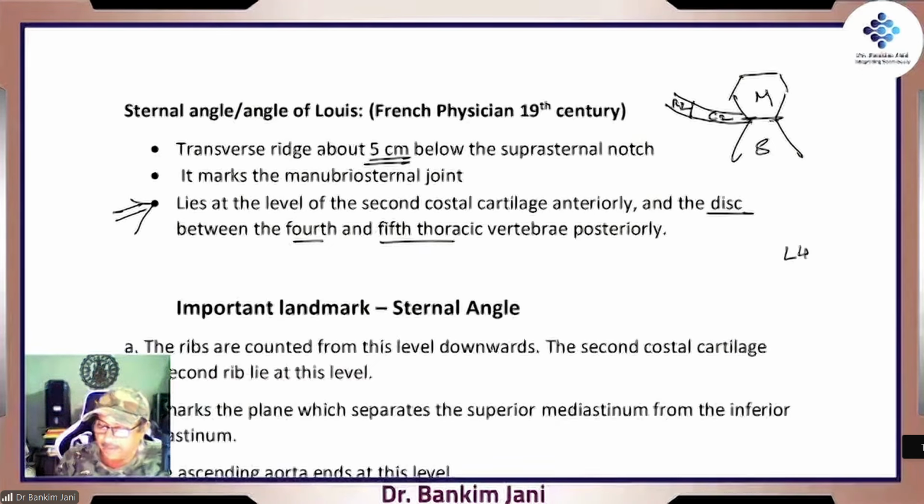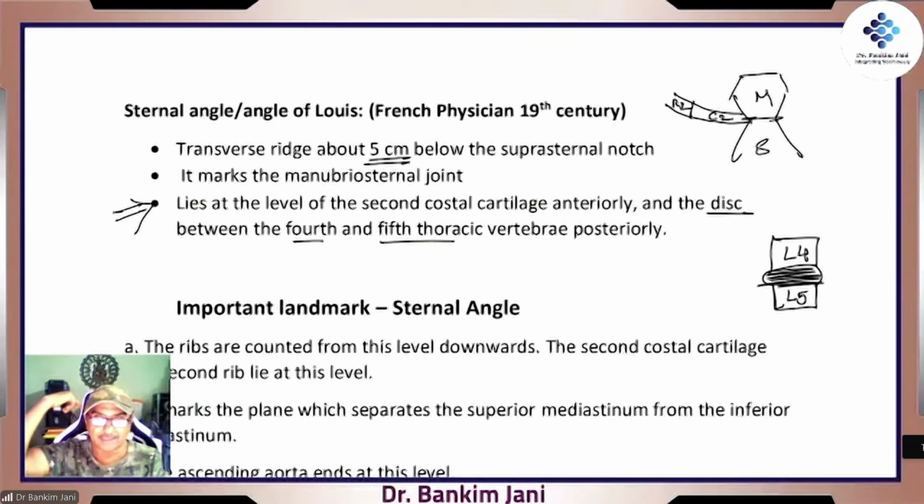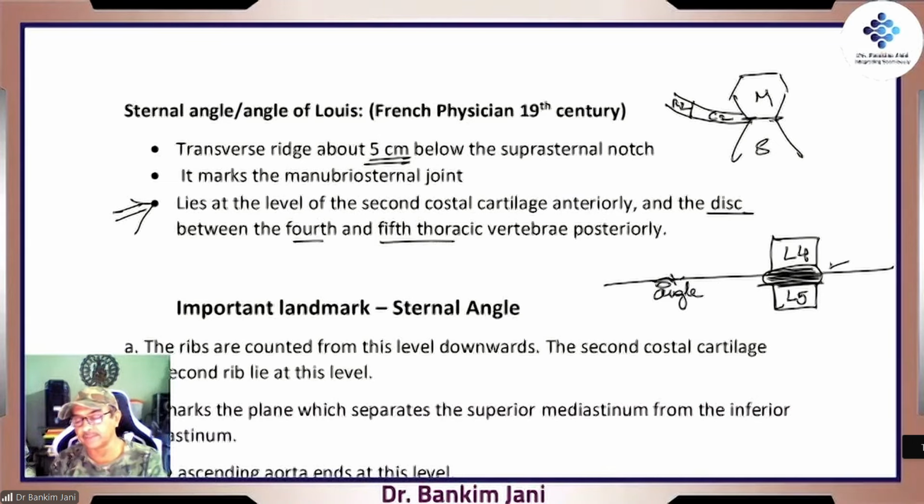This is the disc between T4 and T5 on the back side. But if you really take a cross section, you'll find that it is the angle of Louis, the sternal angle. It is at this angle that this disc comes up, when we'll be taking the sections of CT scan. So you find T4, T5, and it is at this level that the aorta is changing, the trachea is changing, all those changes.